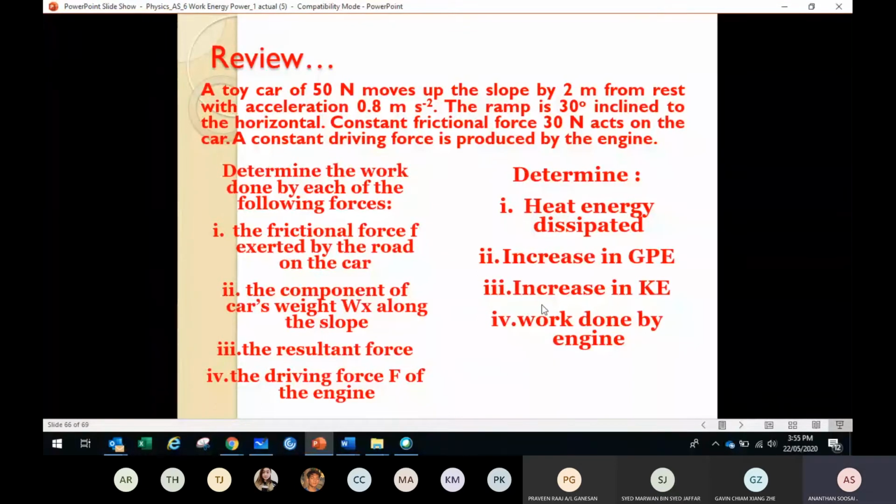Increase in KE you can write in terms of MAS, mass times acceleration times distance travelled. Increase in GPE you can write in terms of mg sin theta s, the inclined distance. Heat energy can be written as frictional force times the inclined distance. These three energies added up should be the work done by the engine.